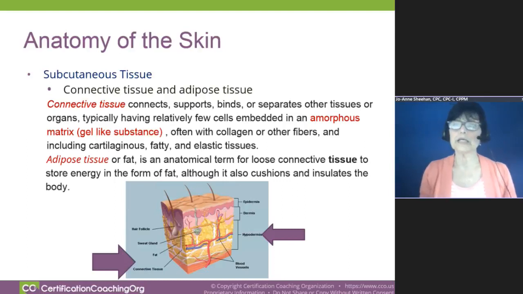The connective tissue connects, supports, binds, or separates other tissues or organs, typically having relatively few cells embedded in an amorphous matrix, which is a gel-like substance, often with collagen or other fibers, and including cartilaginous, fatty, and elastic tissues. And adipose tissue or fat is an anatomical term for loose connective tissue to store energy in the form of fat, although it also cushions and insulates the body. Okay, so as you can see here, this is the subcutaneous tissue here, and we show how we have the fat, the connective tissue, and so forth.